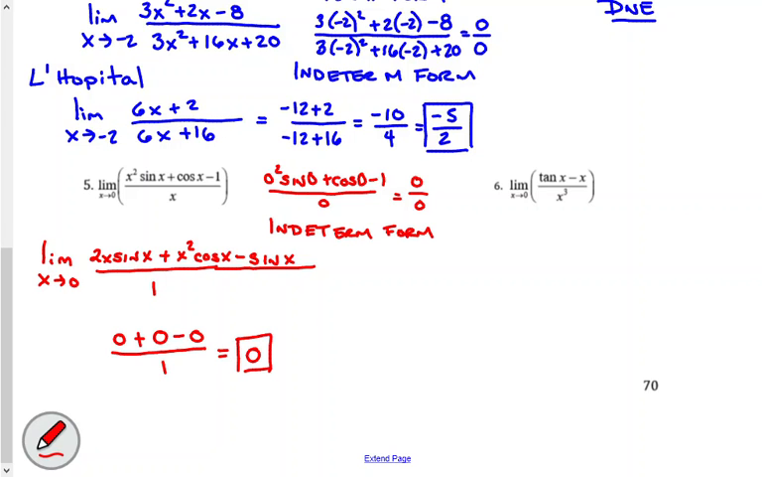Okay. All good? Yes, Jordan. How did you get x squared cosine x? Oh, because you have to do product rule with this. It's x squared times sine x. So you do first, second, first.